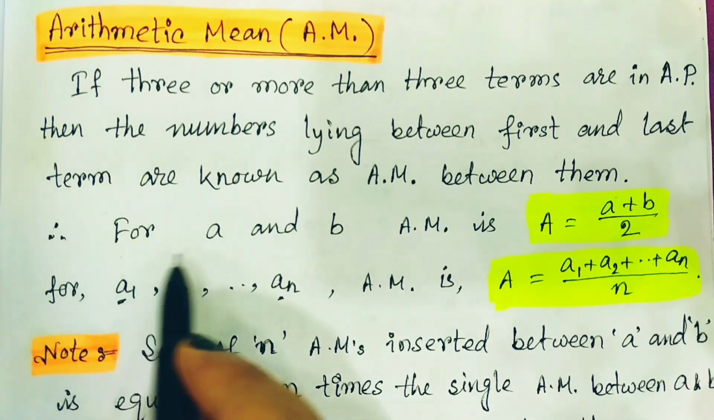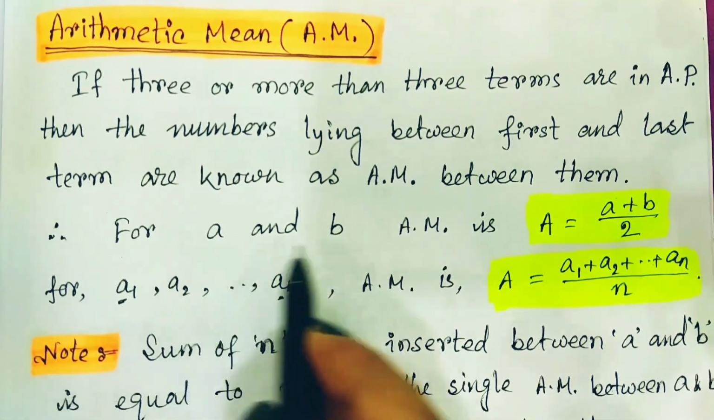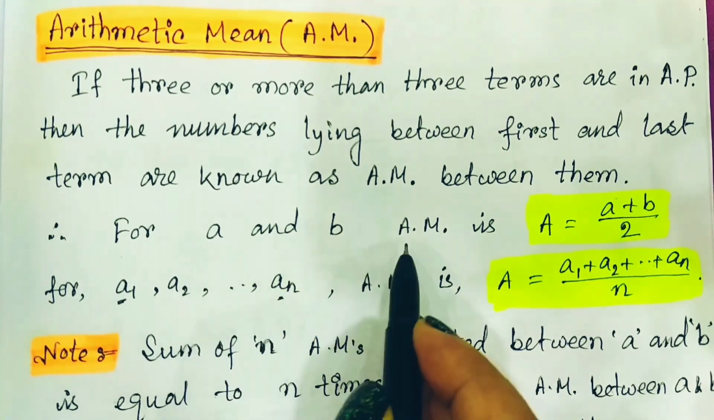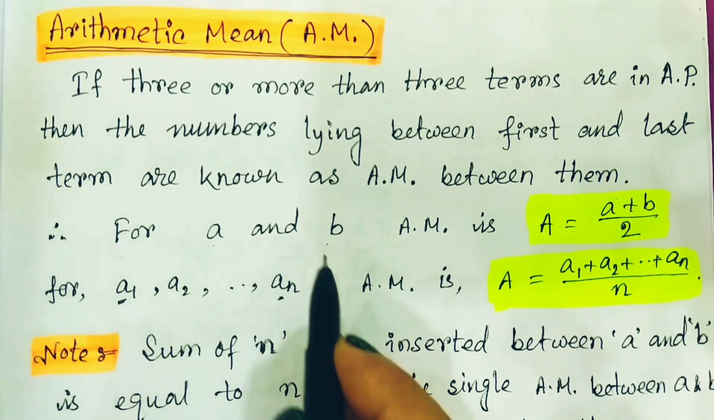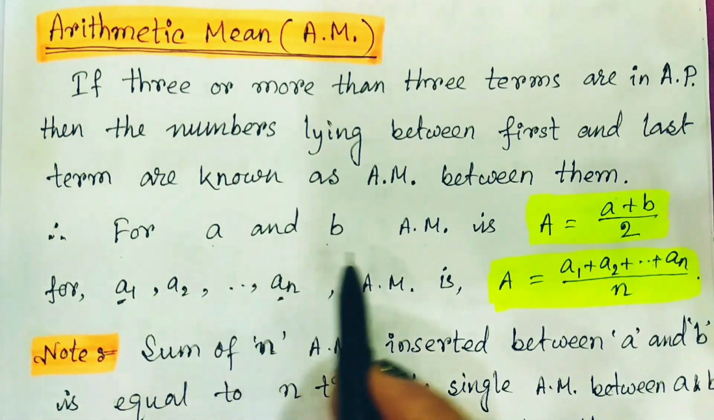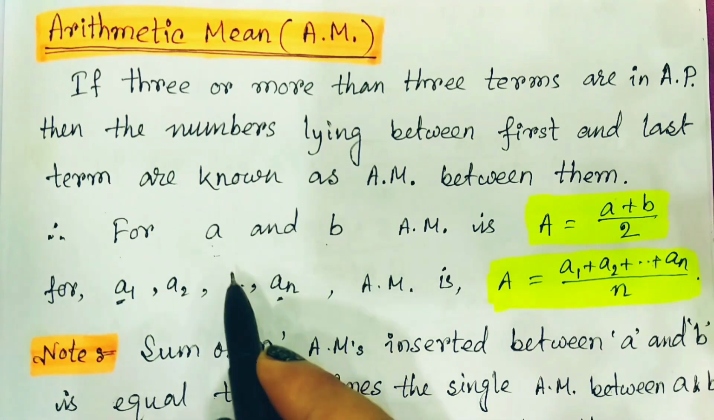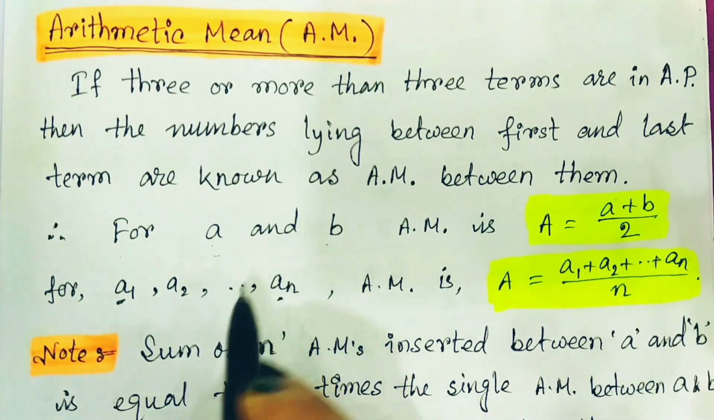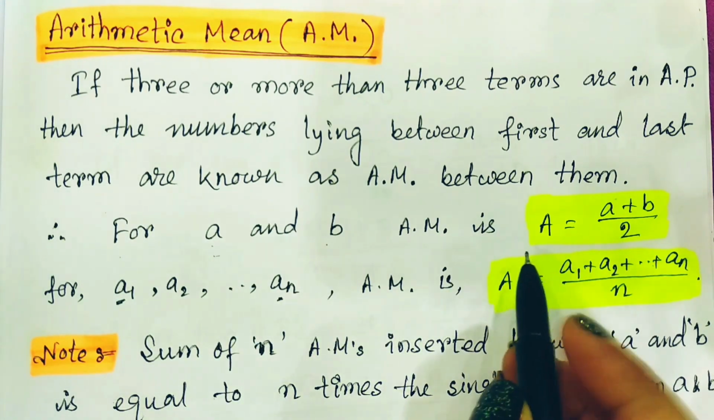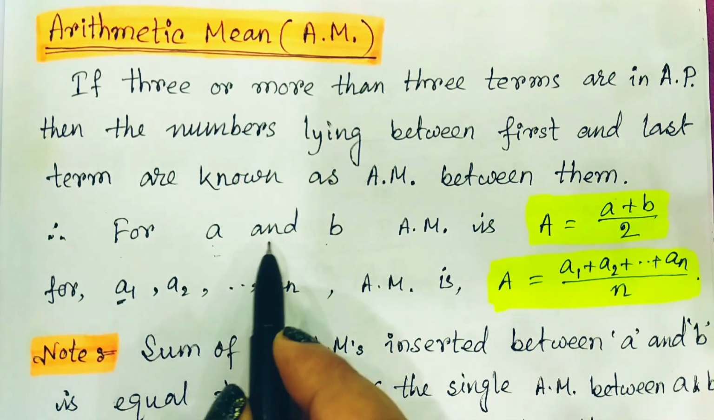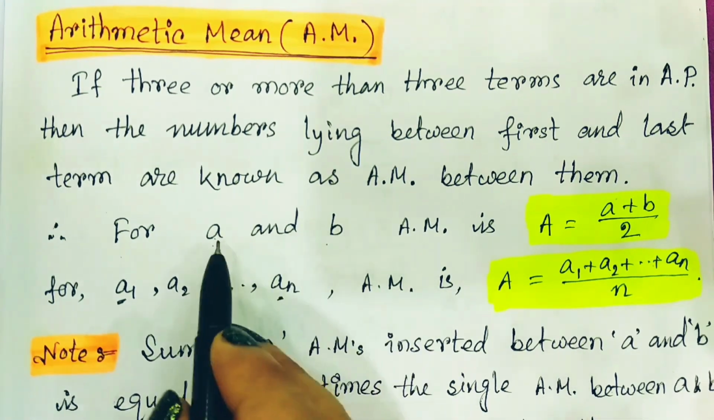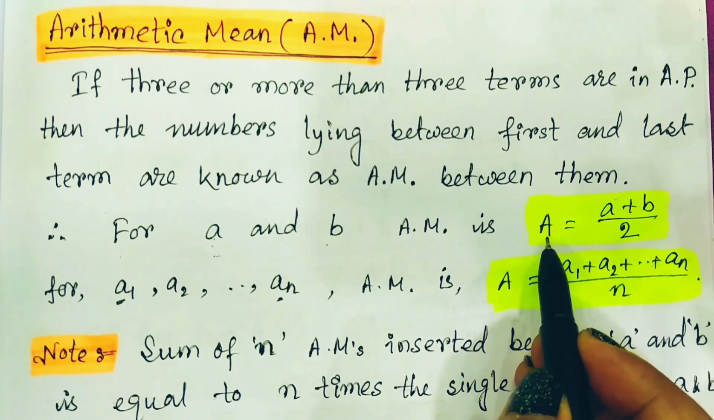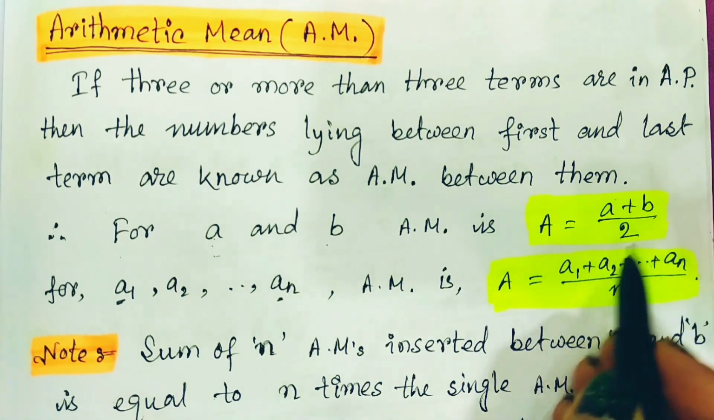So let A and B be the first and the last term of an arithmetic sequence. If we want to insert one term between these two, or find the arithmetic mean of A and B, where A and B are in AP, then we find the value by taking the middlemost value. That means we just add these two and divide by 2. So very simple, and it is denoted by capital A. So capital A is equal to (a plus b) by 2.